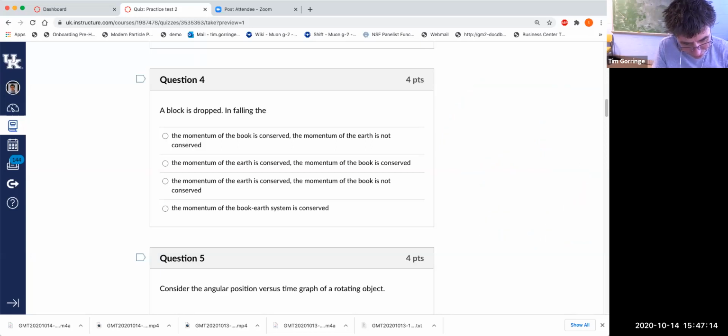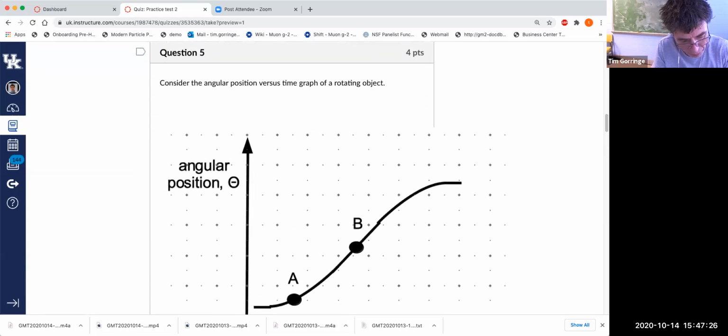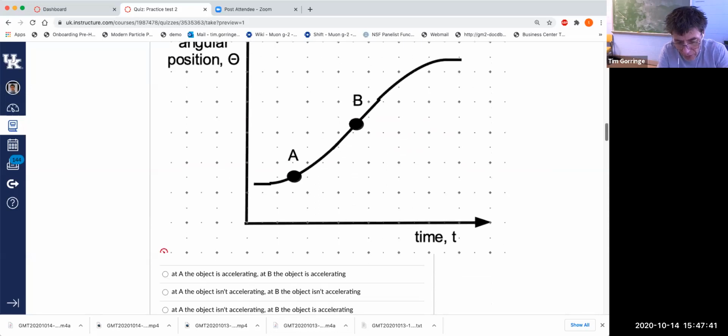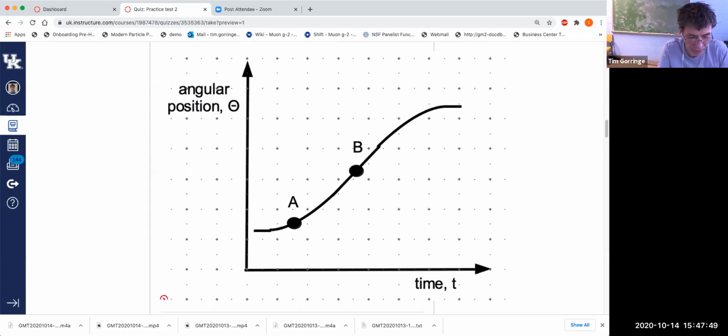Okay, so I'll go on to the next question, question number 5. We're asked to look at this picture here, where we have drawn the rotational motion of a rotating object. And we're asked some questions about the acceleration at the point A and the acceleration at the point B. That's a matter of interpreting this graph of angular position versus time.